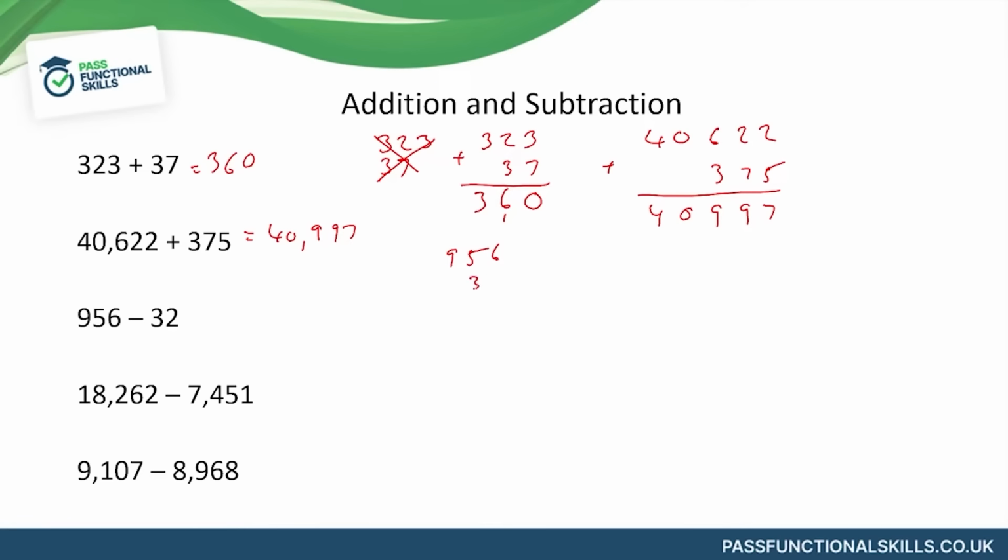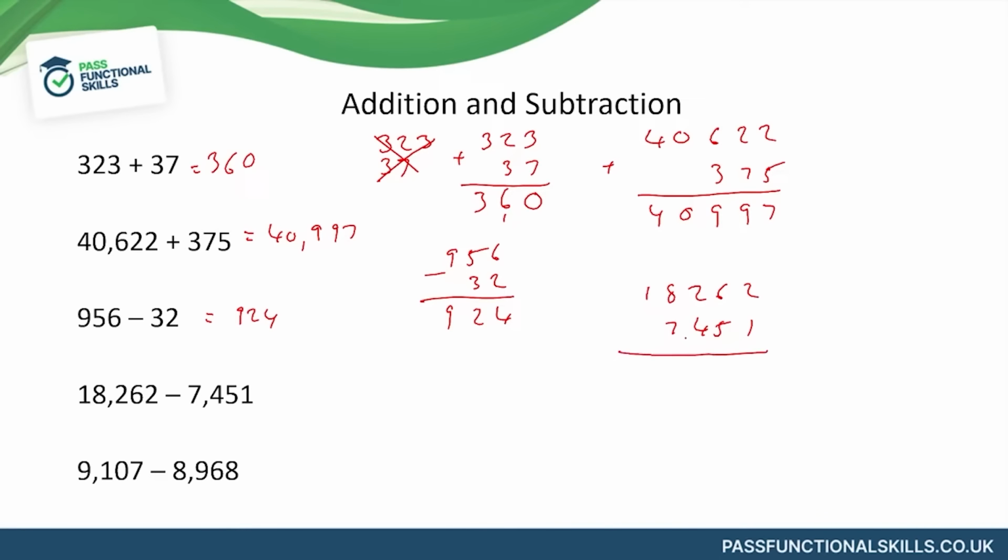Now for subtraction, it's exactly the same thing. Make sure everything's lined up on the right hand side, and start on the right hand side, same as you would for adding. 6 minus 2 is 4, 5 minus 3 is 2, 9 take away nothing is 9, so that is 924.